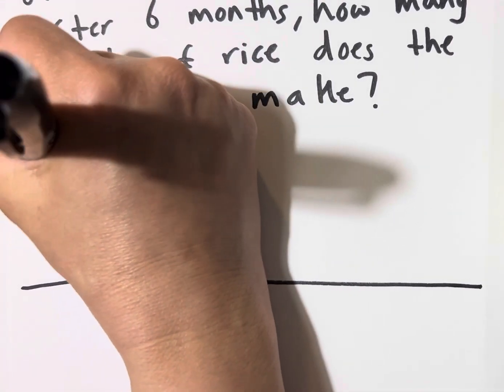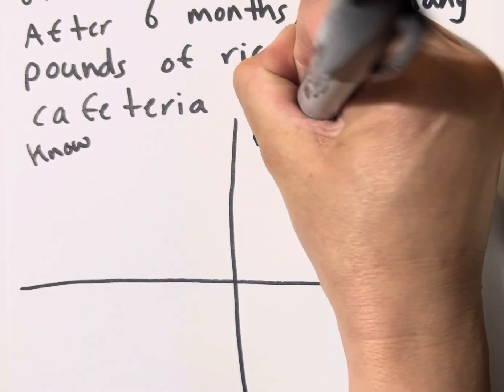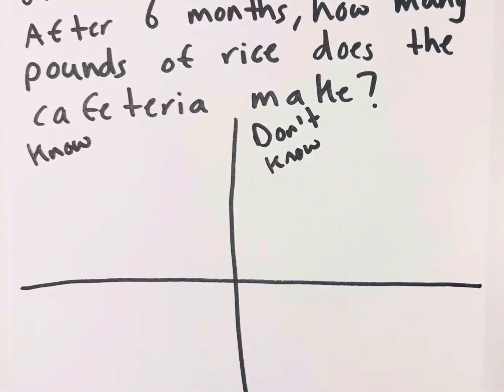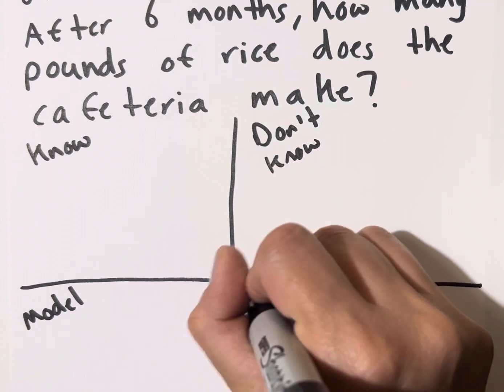I'm going to identify what I know, what I don't know. I'm going to model with a picture, and then I'm going to solve.